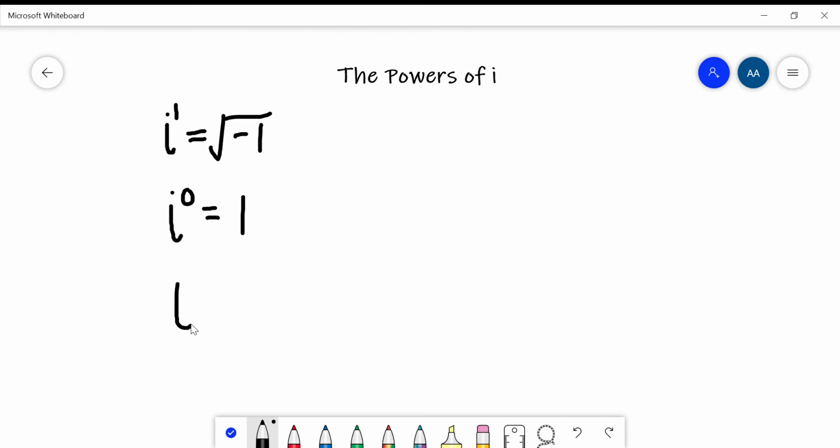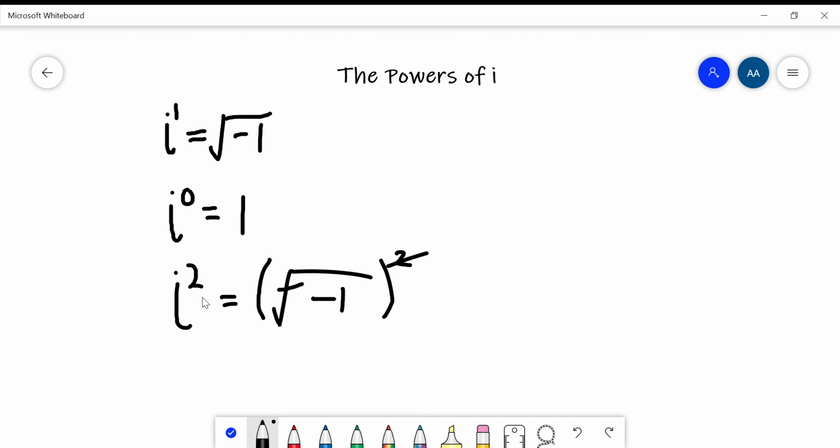Now we're going to deviate a little. We're going to go to i squared. If you remember, i to the power 1 is root -1. This is a square root, by the way. So basically what we're saying is we are taking i, which is root -1, and we're squaring it. So the square root and the square cancel, and you just have i squared is -1.